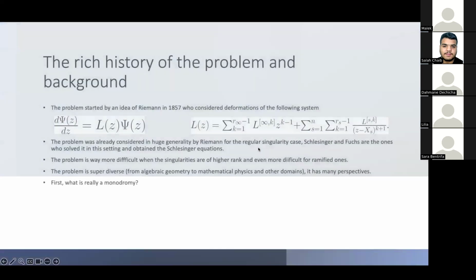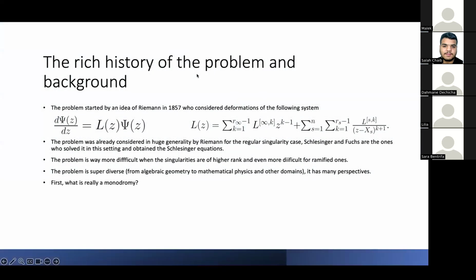The first idea that I would like to address is the rich history of the subject. First of all, Riemann was the first to consider this, like in a lot of subjects of mathematics. He was the first to consider the problem of what is now known as a meromorphic differential system, in his paper in 1857. He said explicitly that if I consider such a system and I fix such a matrix L of Z, I would like to search for the solutions psi of Z. We know that these solutions exist because of Cauchy, but finding them is actually super difficult.